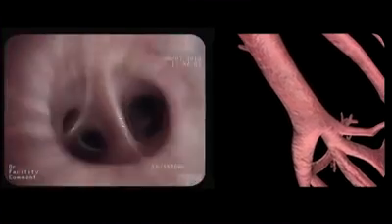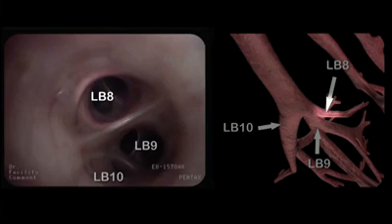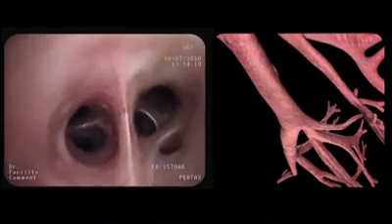We advance into the lower lobe and first inspect the LB6 that immediately divides into 3 subsegmental branches, LB6A, LB6B, and LB6C. We retract from LB6 and continue further into the lower lobe. Here we can identify the anterior basal, or LB8, lateral basal, or LB9, and posterior basal, or LB10, segmental branches. A medial basal branch is usually absent on the left side.